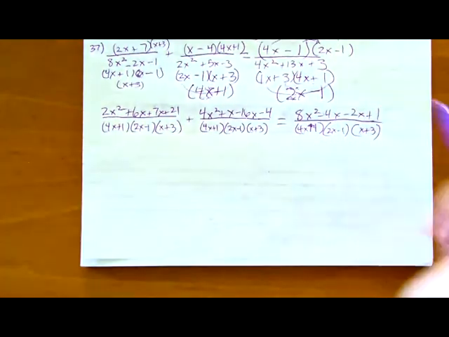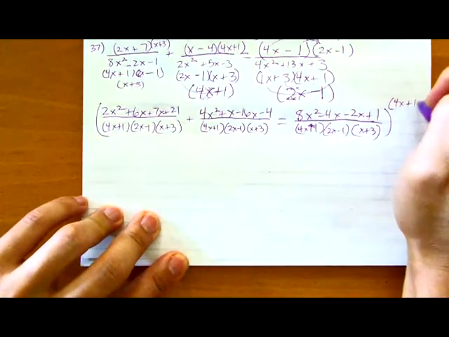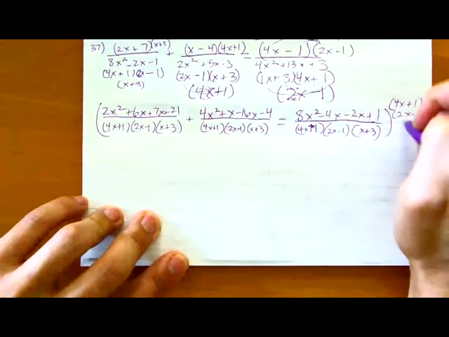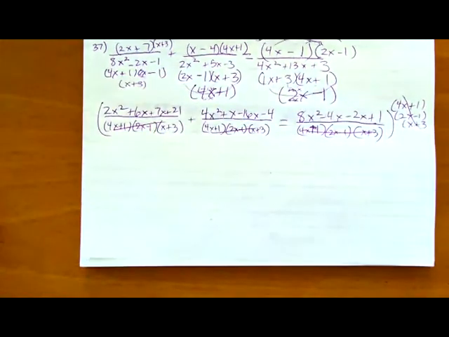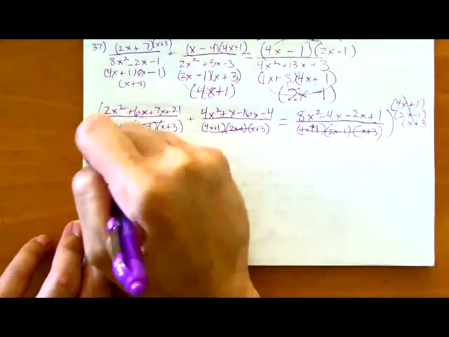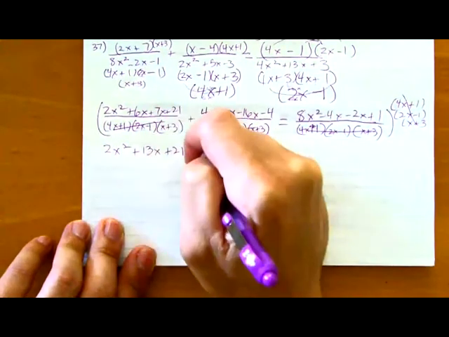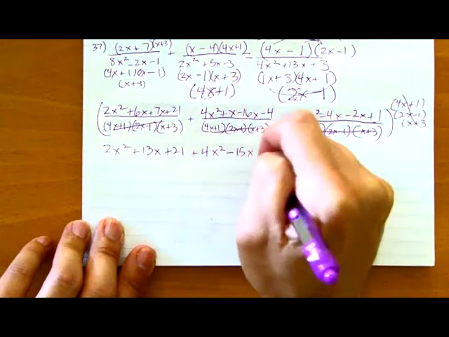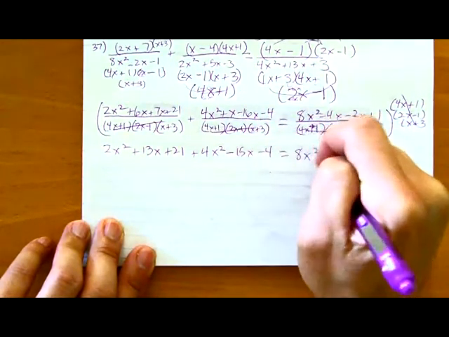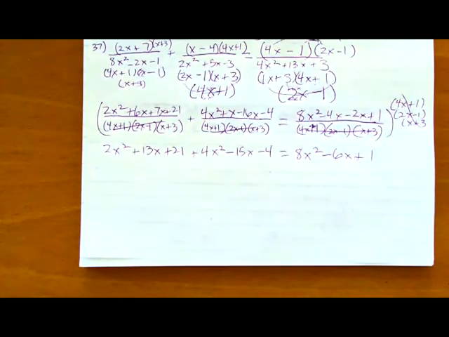Okay, since the denominators match, I can multiply by the common denominator. If I multiply by the common denominator, it's going to cancel all the denominators. No fractions now. 2x squared plus 13x plus 21 plus 4x squared minus 15x minus 4 equals 8x squared minus 6x plus 1. Okay. All we've got to do is combine terms, and let's see where this goes. There's no fraction though. We can solve.